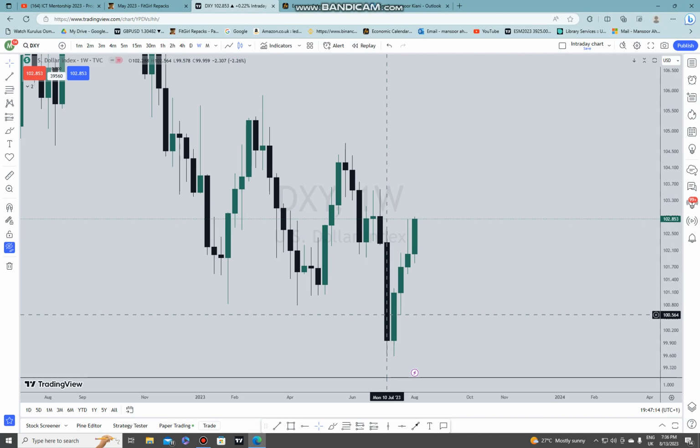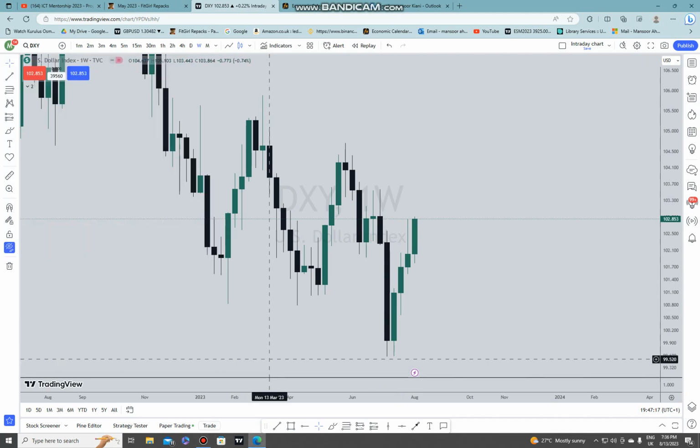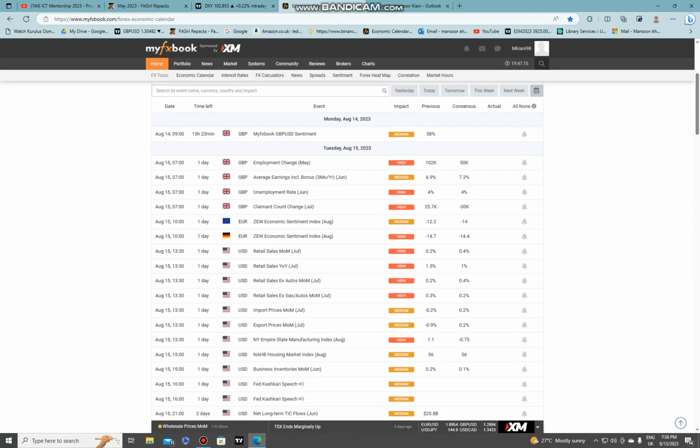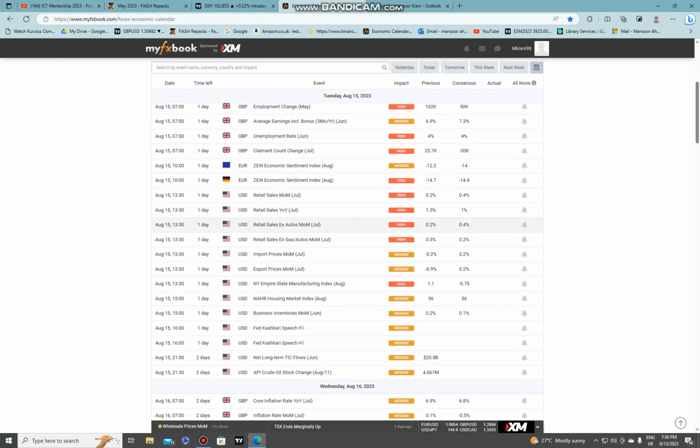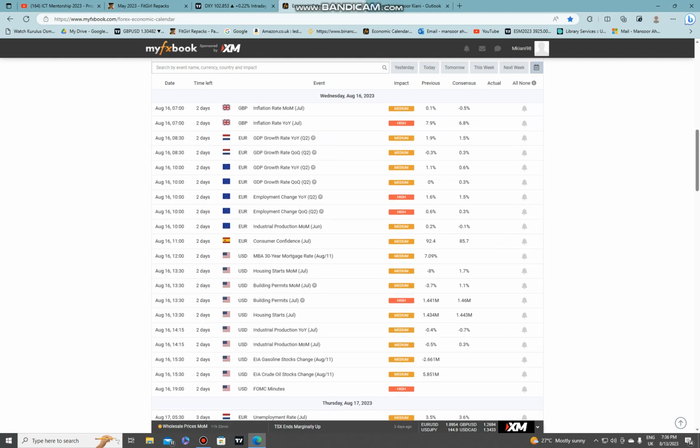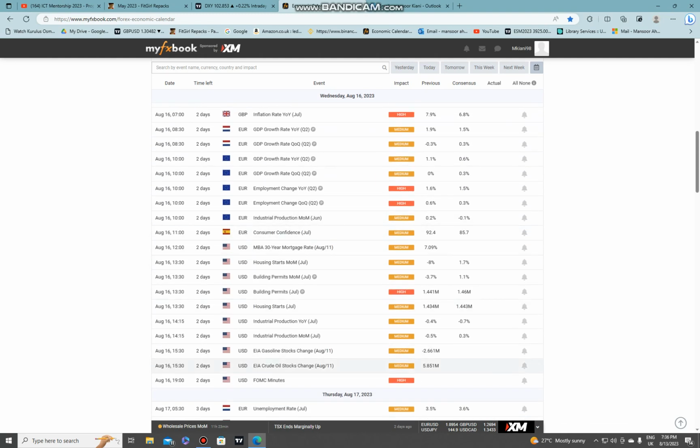But starting off with DXY weekly chart, very strong close here. You can see bullish candle close up here. I want to take us back to the economic calendar first of all, actually. We don't have anything on Monday. We have some action on Tuesday at 1:30. And I think Wednesday is where it's at, the main movement, because you've got the FOMC minutes.